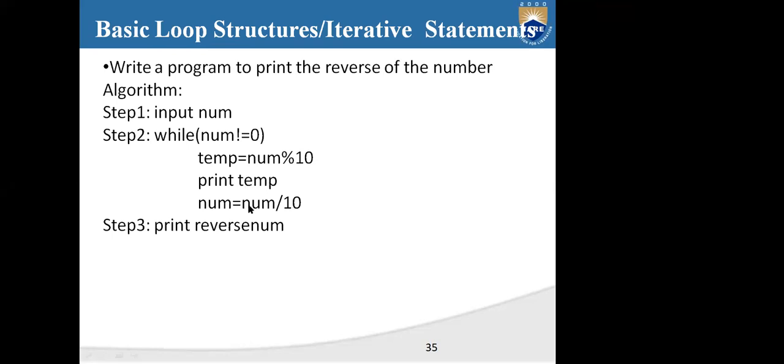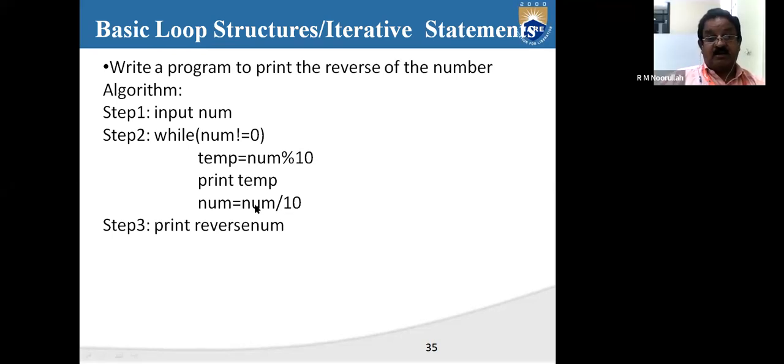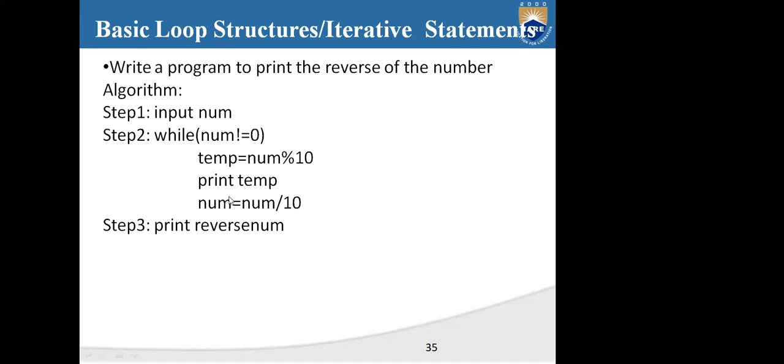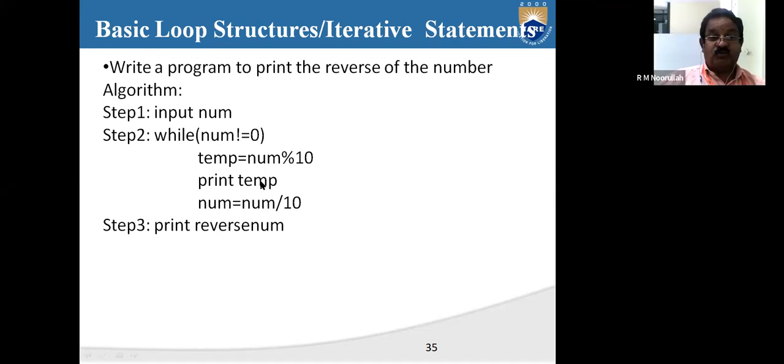Right? Then num equals num by 10. What is the value of num? 123 by 10, now you are going to get 12. Right, the process is iterative. It's going to first write 3, then 2, then 1. So whatever number is given, it's going to print the reversed number.